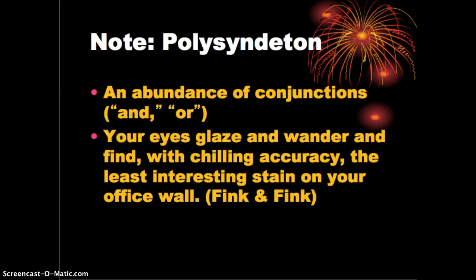So a note here about polysyndeton. You have an abundance of conjunctions if you have polysyndeton. We just looked at asyndeton, which is an omission. So remember, A is that prefix, like anaerobic organism means without oxygen. So apathy, the A shows a lack of feeling. So asyndeton is without because of the A prefix there. So that would be without the conjunctions.